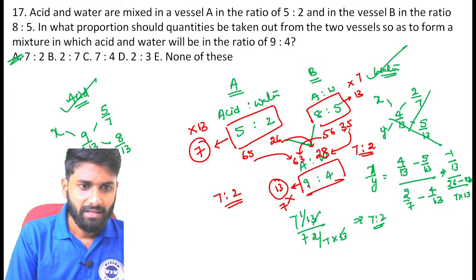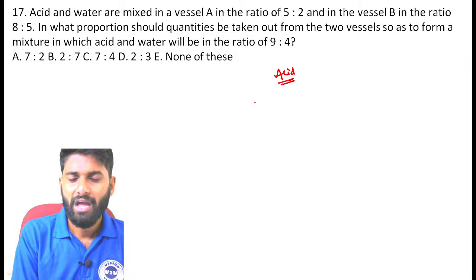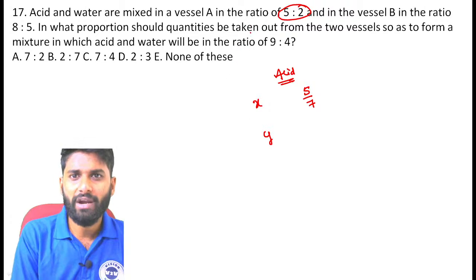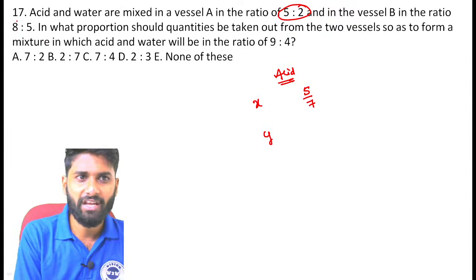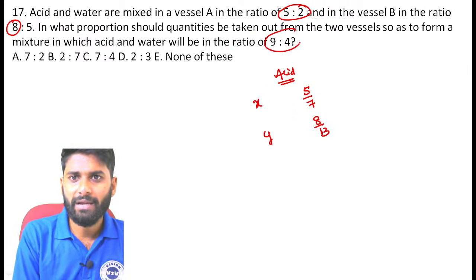Again, see, I'm telling you guys, if you are interested in acid values only, you can directly take it as acid value. For example, I want to remove x quantities. The pure quantity of acid must be 5/7. If you want to remove y quantities from vessel B, the quantity of acid must be 8/13. And the final quantity becomes 9:4. 9:4 means 9/13. Then you can equate them.